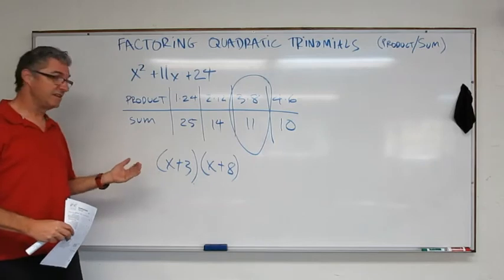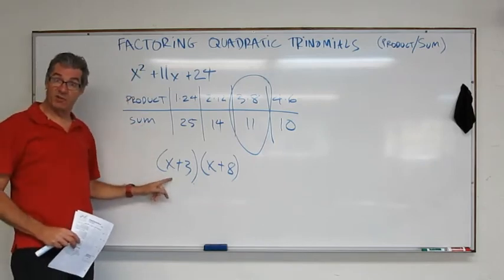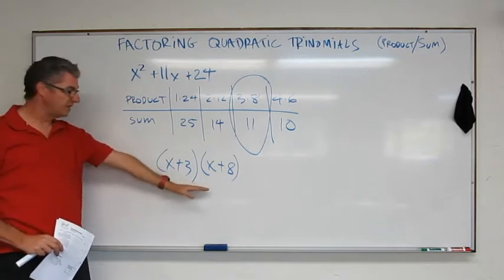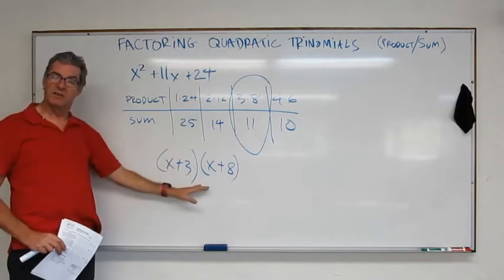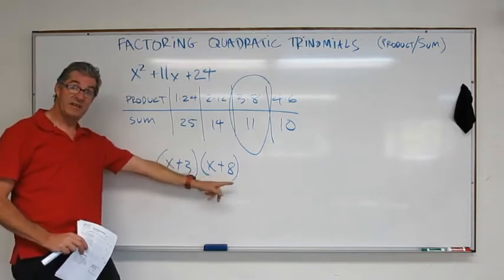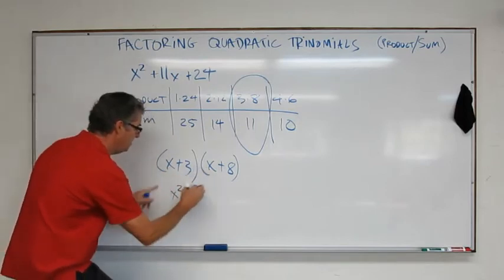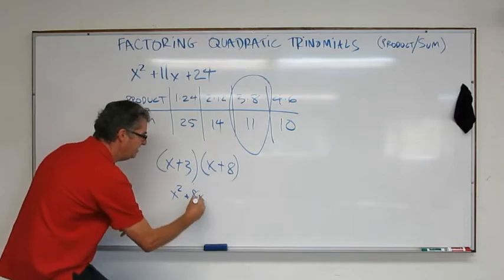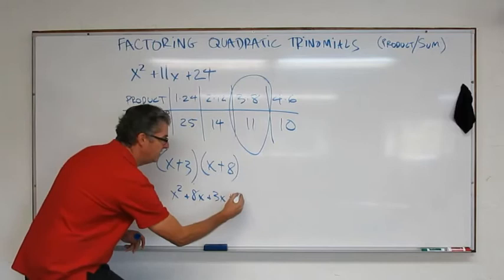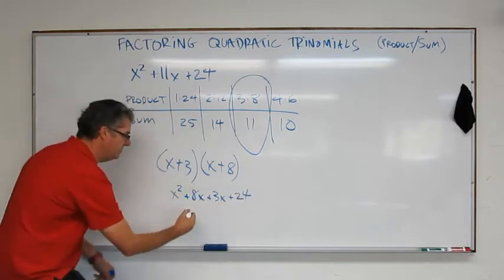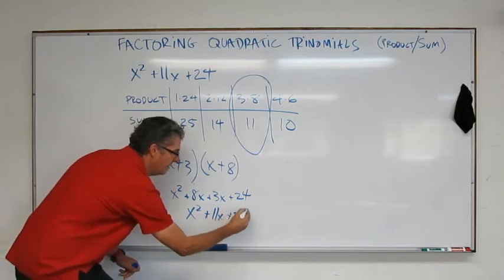And the nice thing about this is once you've gone through this process, you wind up with your factorized version. Remember, these two expressions are equivalent. This is the same thing as this. This is just expanded. This is just factored. You can FOIL this, and you'll wind up right back where you started. First, x squared, outside 8x, inside 3x, last 24. Combine like terms, x squared plus 11x plus 24.